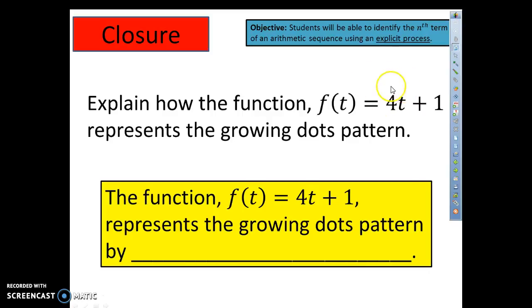Your closure question is: explain how the function f of t equals 4t plus 1 represents the growing dots pattern. And remember, this represents the growing dots pattern because every minute, we added 4 dots, and we started off with 1 dot. Okay. Remember, did we accomplish our objective? Identify the nth term of an arithmetic sequence using the explicit process. Well, we did do that.